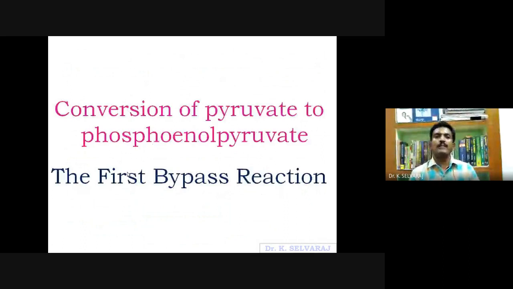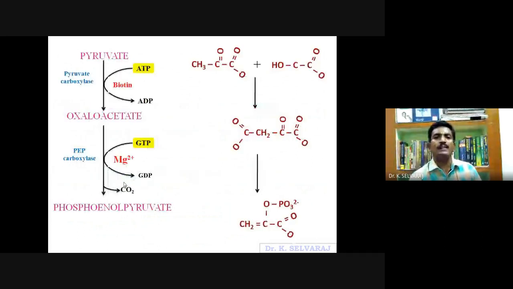The first step is the conversion of pyruvate to phosphoenolpyruvate. It is the first bypass reaction. During gluconeogenesis, both cell organelles are involved. We know glycolysis takes place only in the cytoplasm, but gluconeogenesis occurs in both the mitochondria and the cytoplasm, because it needs a mitochondrial enzyme. The first enzyme involved in gluconeogenesis is pyruvate carboxylase. This enzyme is present only in the mitochondria.